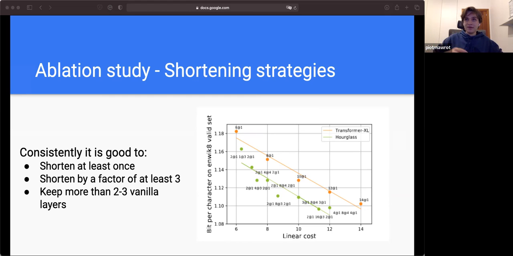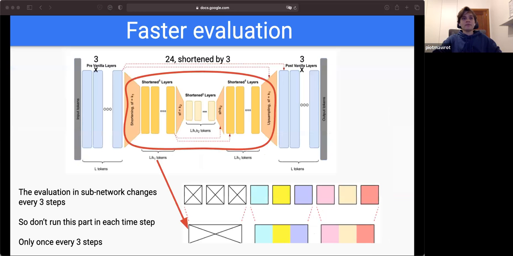And on the right, we can see that the slope of a line fitted to the points representing Hourglass and Transformer-XL models is almost the same for both models. So we can assume that these scaling laws of transformers still hold even though we shorten the sequence in the middle. Finally, I want to tell you about a little trick that we didn't mention in the picture, but in the paper, that could be very beneficial to the evaluation of this language model during inference time.